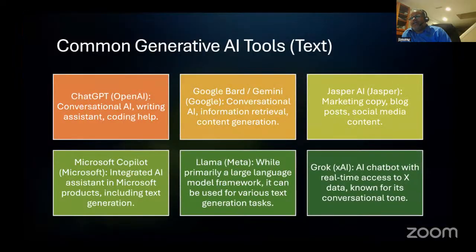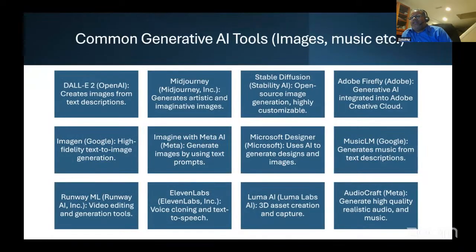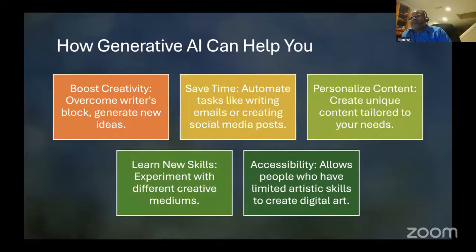Next slide. So some common AI tools that are out there: ChatGPT, everyone's heard of, Google Bard, Google Gemini, and there's a bunch of other tools that are available. Next slide. And this slide lists out the visual tools. In the previous slide, it was more about generating text, and this is more about generating images, music, videos.